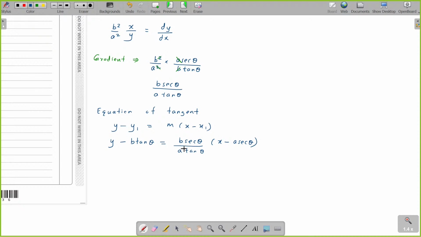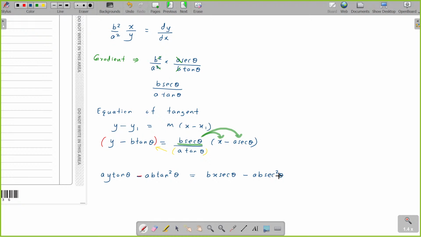Okay. And then let me take the a tan theta to the other side. So y into a tan theta is a y tan theta minus b tan theta. Now I'm taking the a tan theta to the other side as a multiplication. So the a tan theta will multiply with y and the a tan theta will multiply with b tan theta. So a tan theta into b tan theta is minus ab tan square theta. Equals, on the other side, you need to expand the bracket with b sec theta. So b sec theta into x is b x sec theta. Should I write it like that? Just rearranging the order. Minus b sec theta into a sec theta is ab sec square theta.